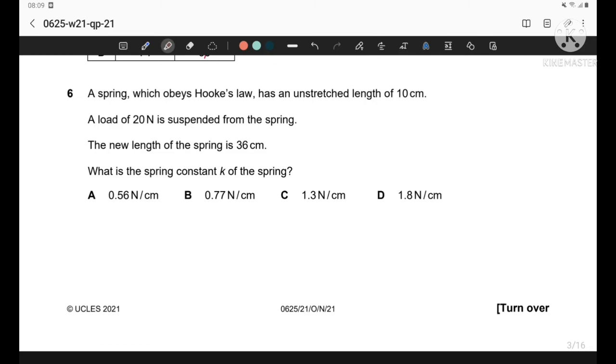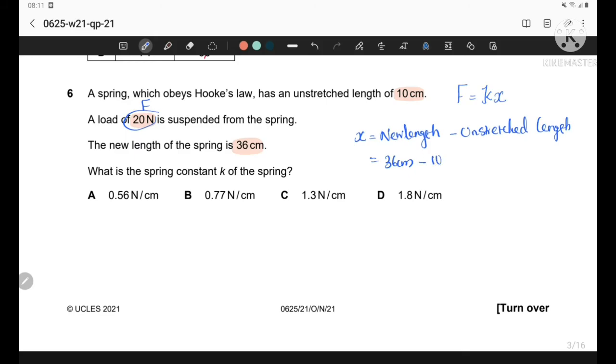Question 6. A spring which obeys Hooke's law has an unstretched length of 10 cm. A load of 20 N is suspended from the spring. The new length of the spring is 36 cm. What is the spring constant K of the spring? Here we can use Hooke's law equation, that is force is equal to spring constant times extension, where force is given, which is 20 N, but extension is not given. So we can find out extension, that is the new length of the spring minus the unstretched length, which is 36 cm minus 10 cm. So we will get 26 cm as the extension of the spring.